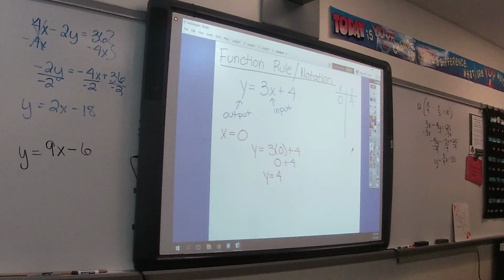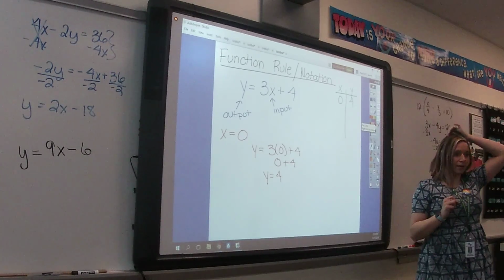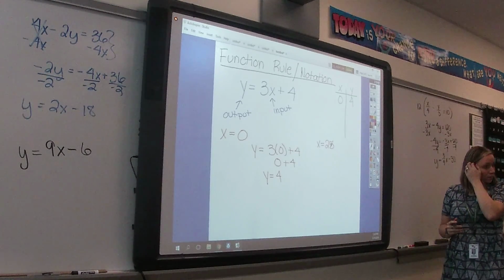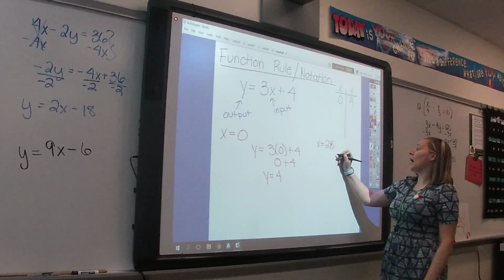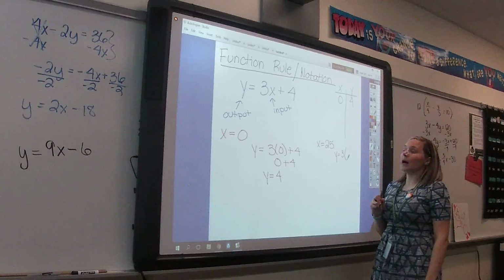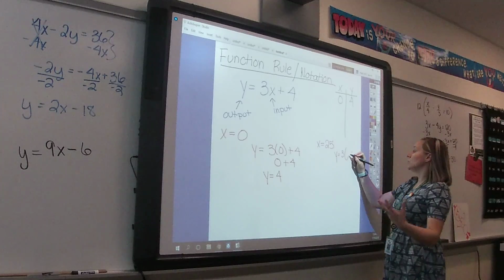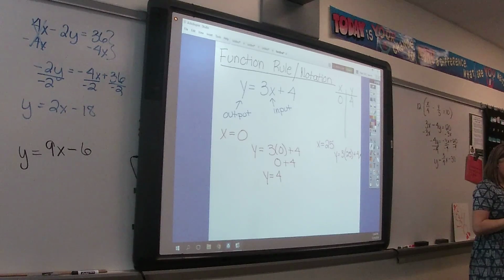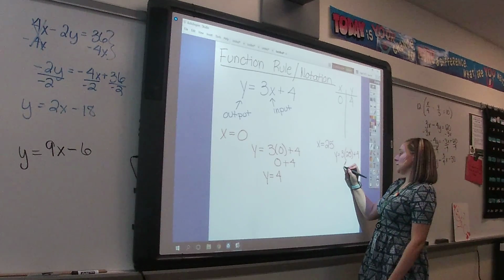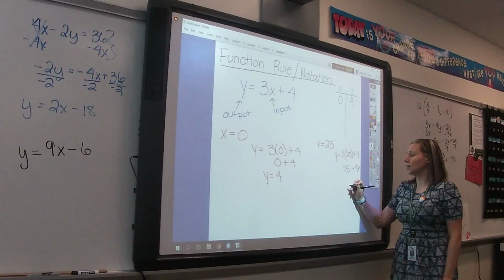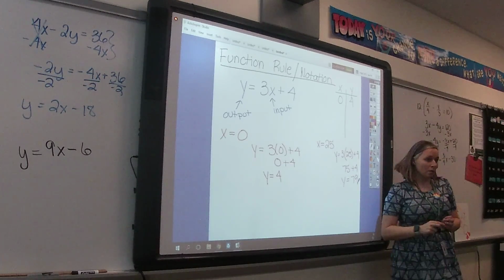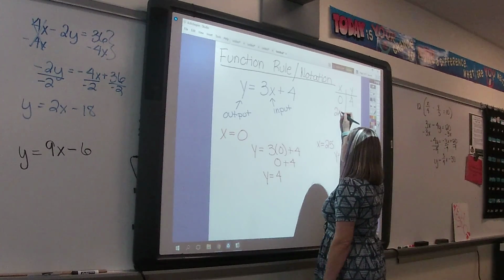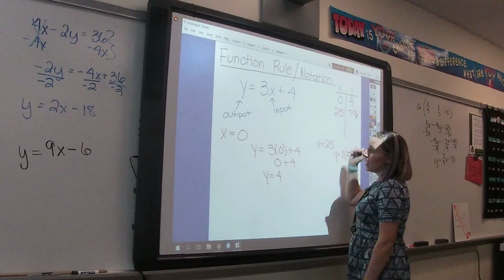Okay, so Cade, what's your favorite number? 25. Okay, so Cade says, well, I'm curious about 25. So now instead of saying y equals 3 times 0, I'm going to say y equals 3 times 25 plus 4. Good, and so now we'll say 75 plus 4. y equals 79? Yes. Okay, so when x is 25, y equals 79.